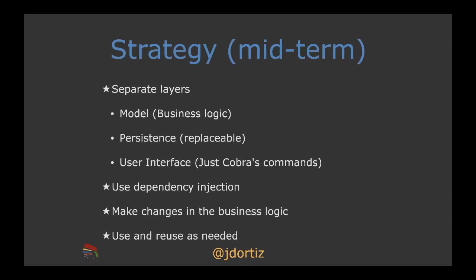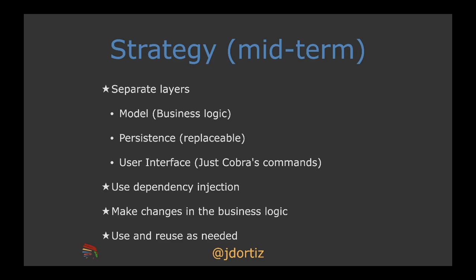Well, I can separate two things here: the mid-term strategy and the short-term tactics. So let's talk about strategy first, and then we will go into the tactics later. The strategy is going to be to separate the layers. You have a model, which is where the business logic should be. And then there's the persistence, which in this case is BoltDB, but we are trying to replace it with writing and reading to a todo.txt file.